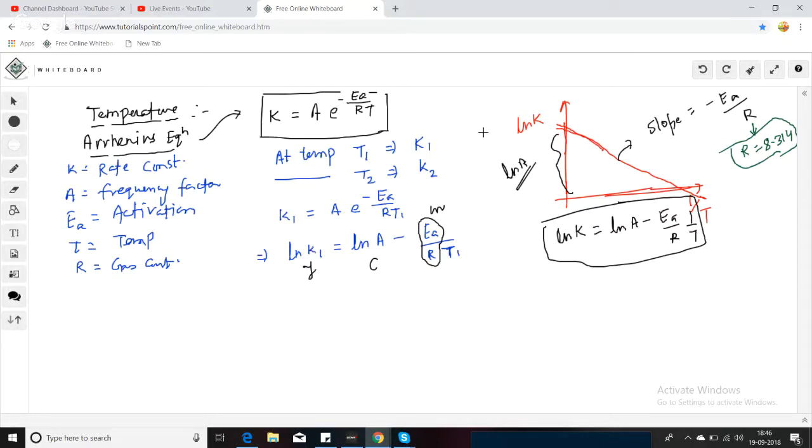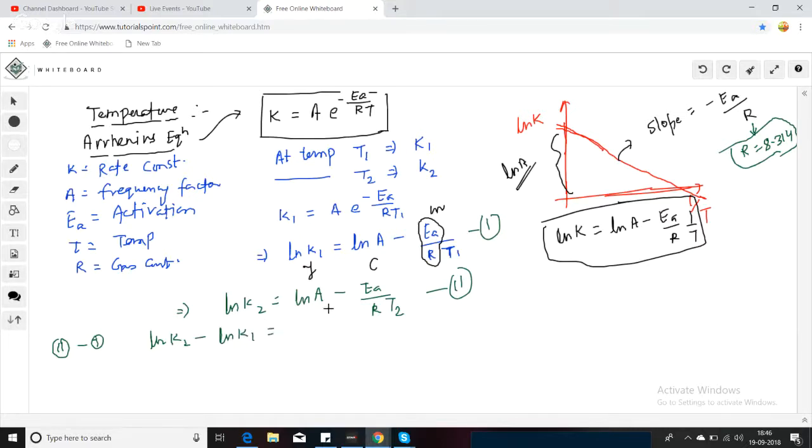This expression we have seen. Now for another data, you can write the same equation as ln k2 is equal to ln A minus EA by R T2. Yes or no? Right. This is equation 1. This is 2. Can we subtract 2 minus 1? And we get ln k2 minus ln k1 is equal to what we can write? EA by R times 1 by T2 minus 1 by T1. Yes or no?